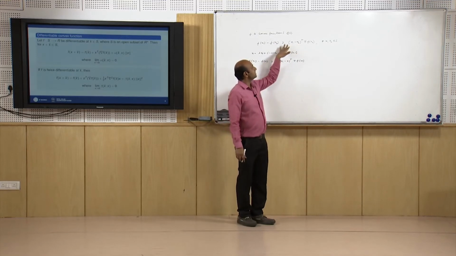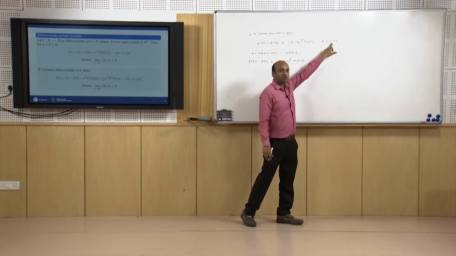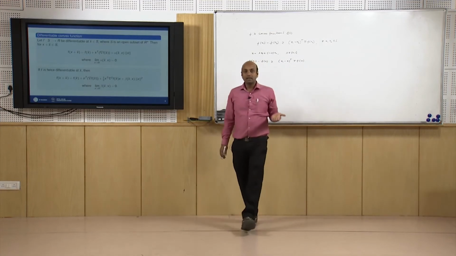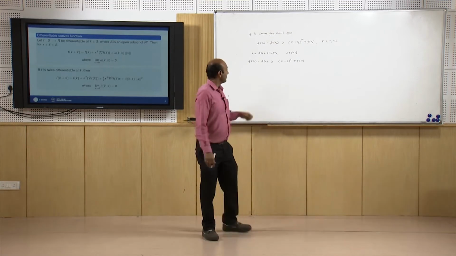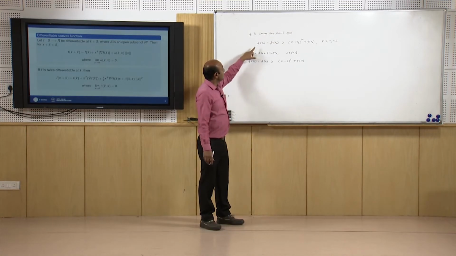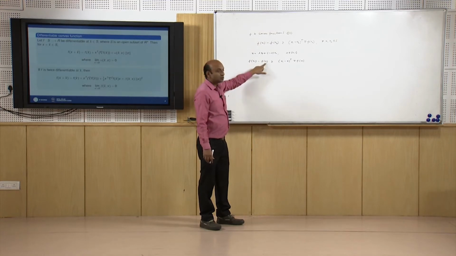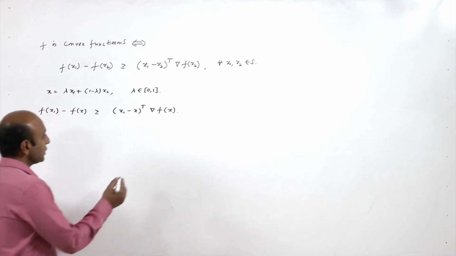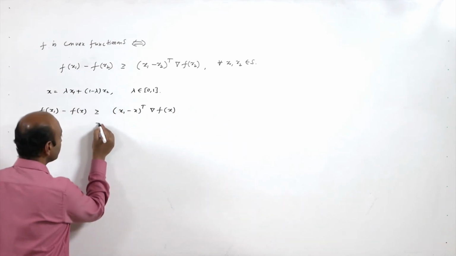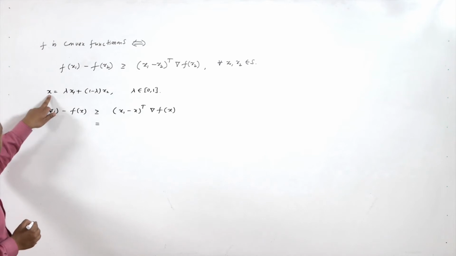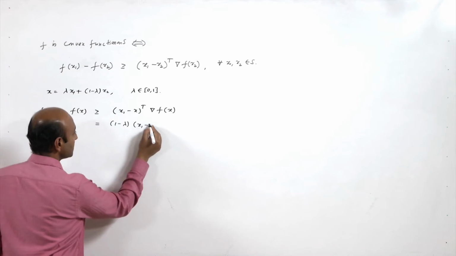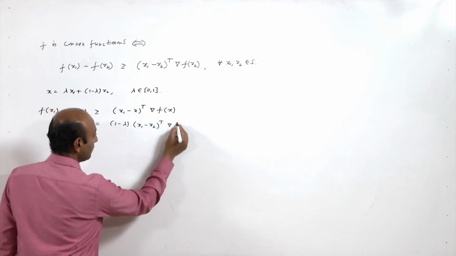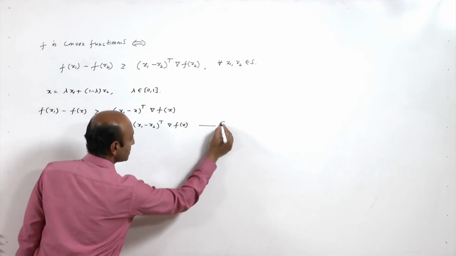Because we have supposed that this condition holds. This condition holds means this inequality holds for all x1, x2 in S, and we have to show that the corresponding function f is a convex function. So we have applied this result for x1 and x, and we obtain this thing. What is it equal to? x1 minus x will be nothing but (1 minus lambda) times (x1 minus x2) transpose gradient of f(x). So suppose it is the first expression.